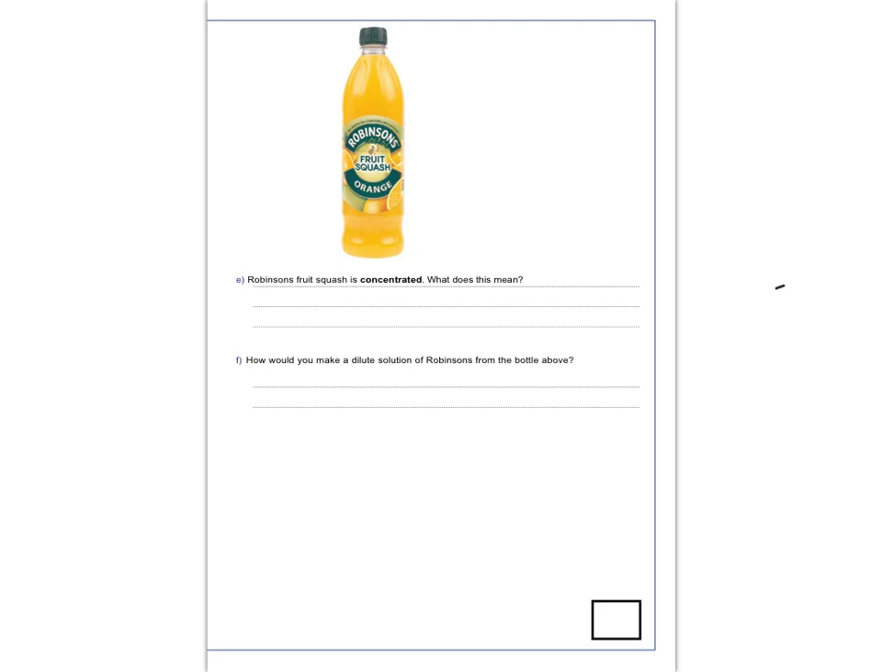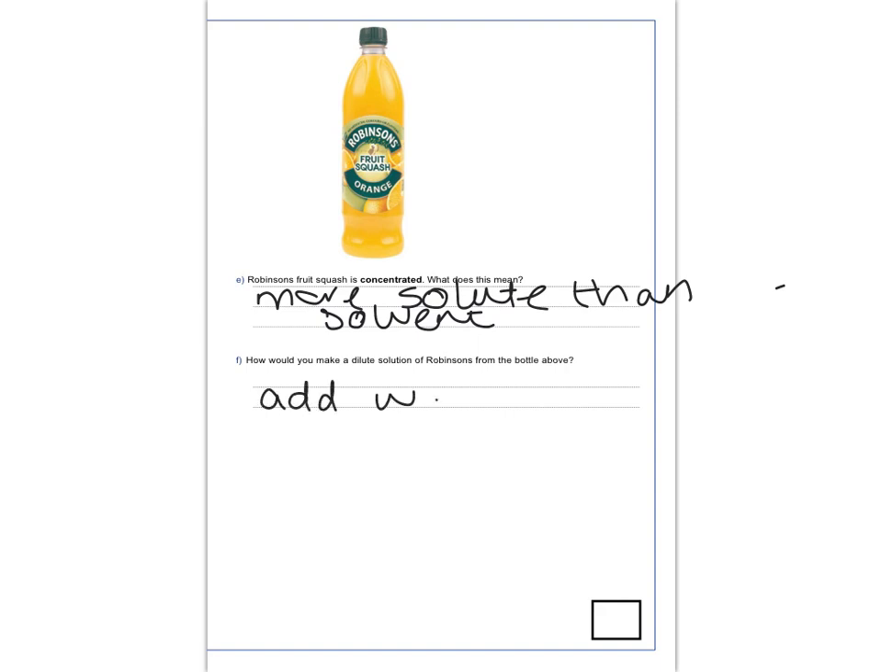The next question tells me Robinson's fruit squash is concentrated. What does that mean? Concentrated means there is more solute than solvent. Remember, our solvent is the liquid and our solute is the thing we're dissolving into the liquid. And part F is asking, how would you make a dilute solution of Robinson's from the bottle above? You would add water. You would add more solvent. And our solvent in this instance is water.